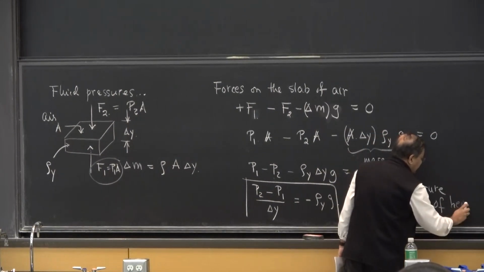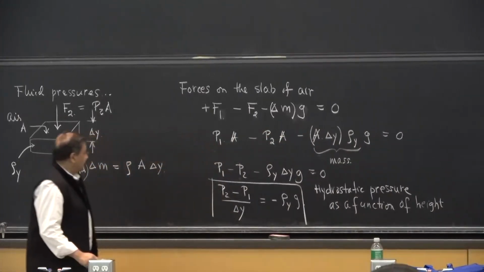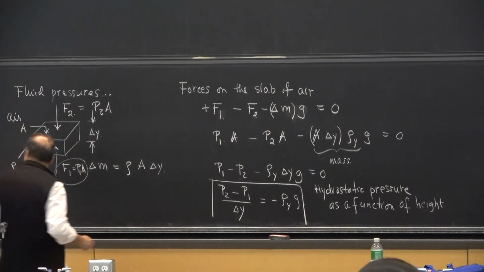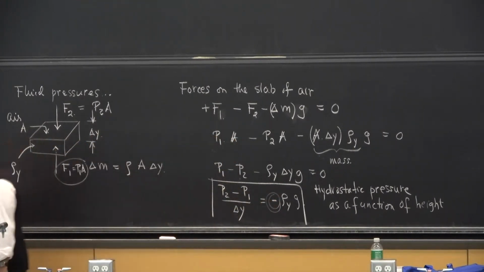But it has an interesting thing to say already. It basically says that because the right side is negative, P2 must be less than P1. So in other words, as you go upward, your pressure will go down. That's what this negative sign here implies. The negative sign means that as you go up, pressure goes down.